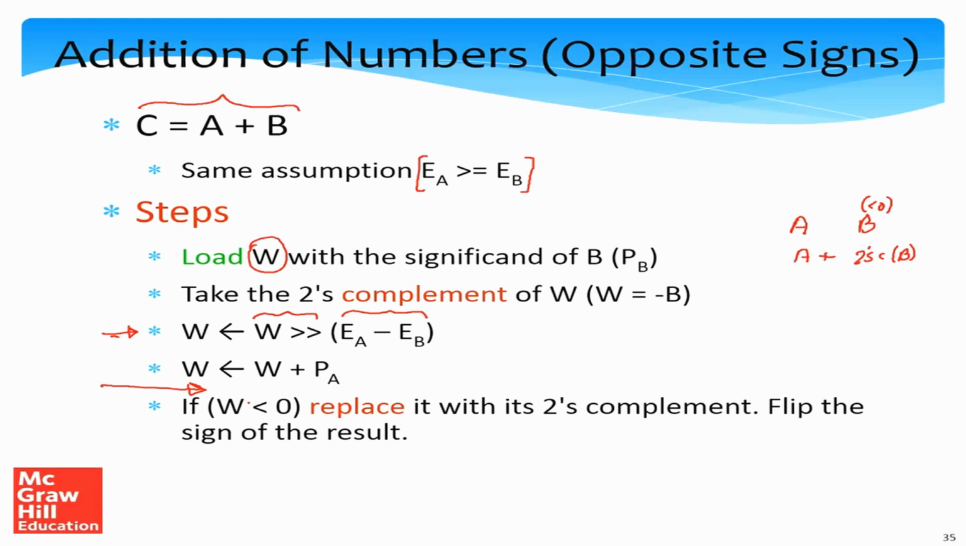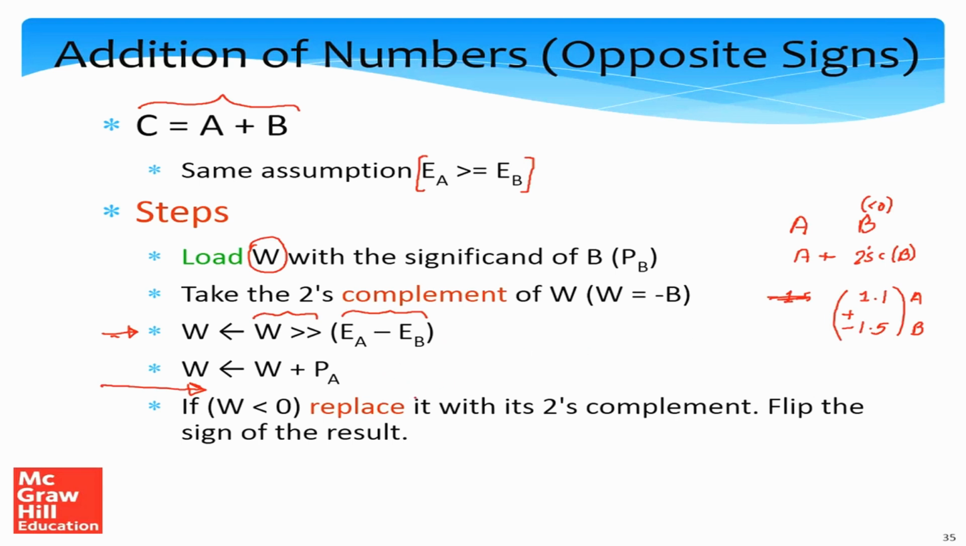Now it is possible that when we perform the addition, the result might be less than 0. Why would this happen? Well, a simple reason is, let's assume one case where we are adding 1.1 with minus 1.5. In this case, the exponents are the same. The first one can be A and the second number can be B. Then we will see that the sign of the result will be negative. So it's very easy to handle this case.